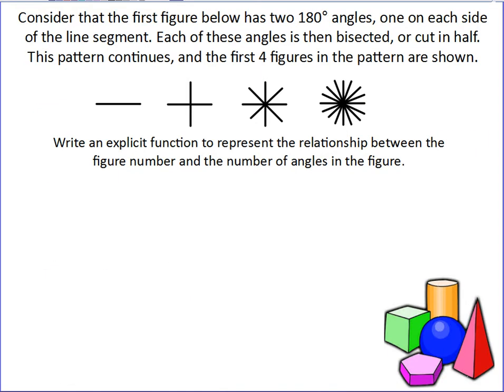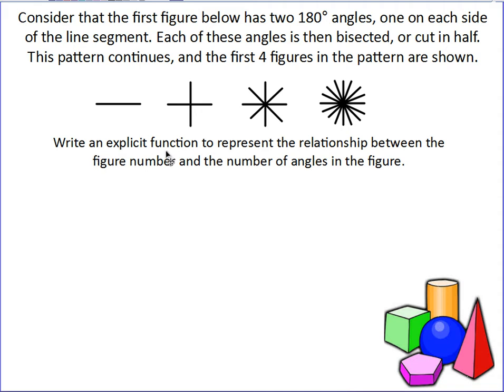In our next situation, we're asked to consider that the first figure in our diagram has two 180-degree angles, one on each side of the line segment. So we have an angle above and one angle below. Every time we advance one figure in our diagram, each of the angles is bisected, meaning that they've been cut in half. And this pattern continues, and we have the first 4 figures in the pattern below.